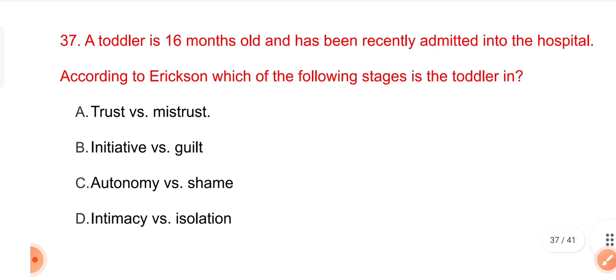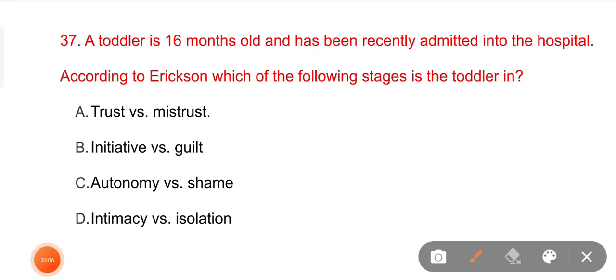The next question is, a toddler is 16 months old and has been recently admitted into the hospital. According to Erikson's theory, which of the following stages is the toddler in? The options are: option A, trust versus mistrust; option B, initiative versus guilt; option C, autonomy versus shame; option D, intimacy versus isolation. The right option is trust versus mistrust.